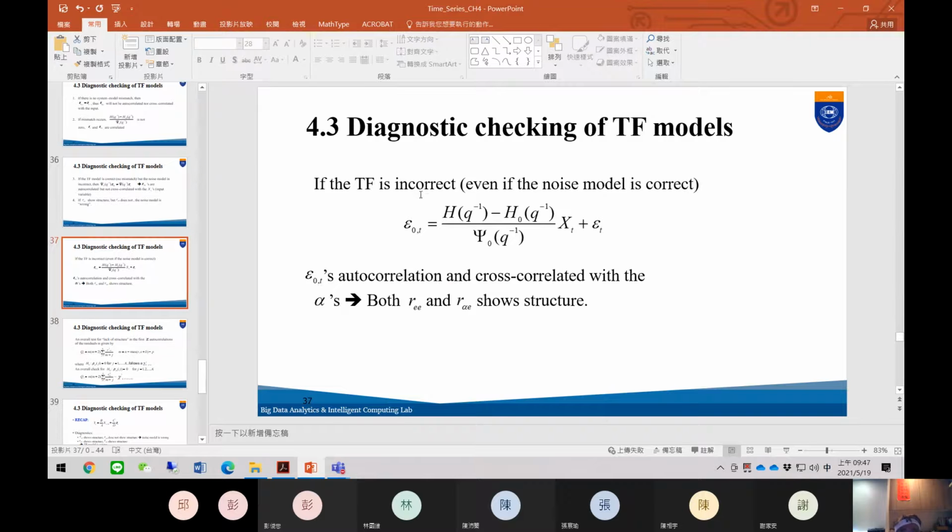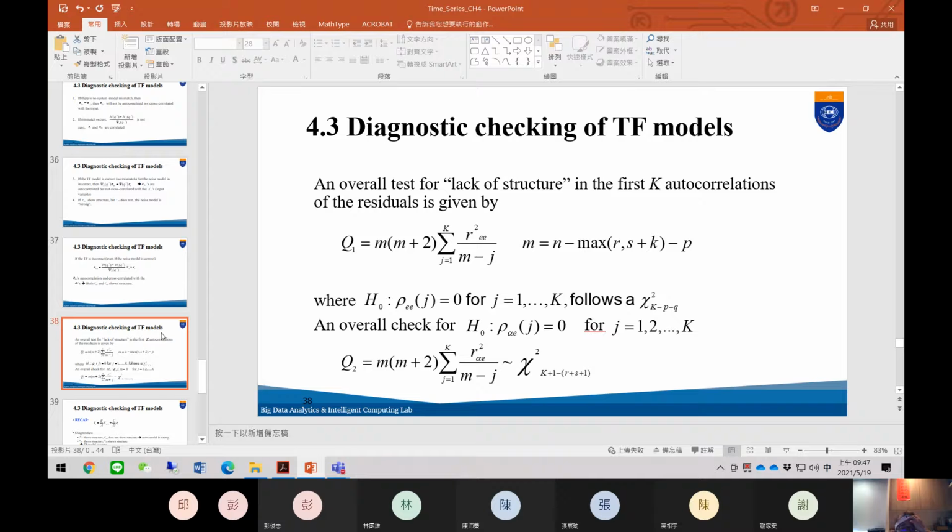So if the transfer function is incorrect, even if the noise model is correct, then this is the model, and epsilon, the residual autocorrelation, is cross-correlated with alpha. Both the partial autocorrelation function and the sample autocorrelation function show structure. So this is rule number 4. This is rule number 5.